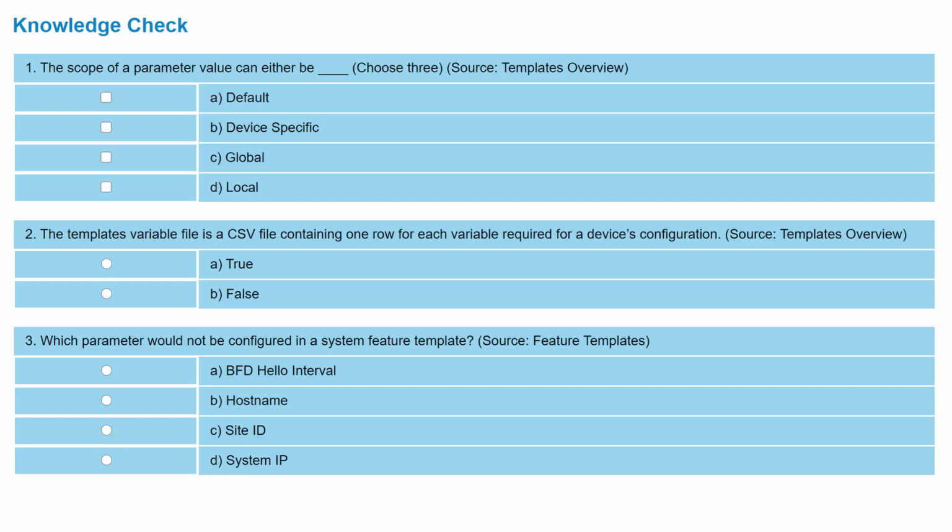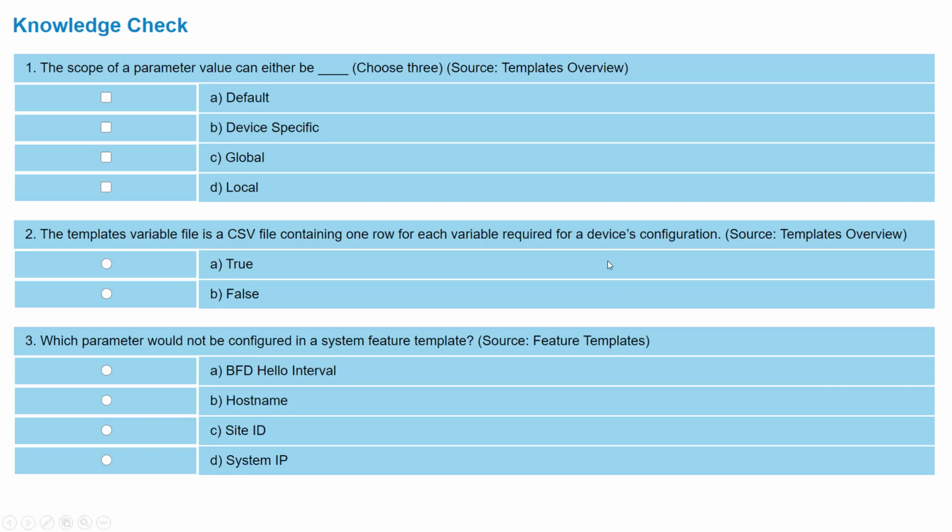All right? Next question is, the templates variable file is a CSV file containing 1 row for each variable for the device configuration. That's actually false, right? The columns represent the variables. The rows represent the devices. So they're trying to be a little tricky there. Which parameter would not be configured in a system feature template? Well, we know host name would be, site ID, system IP. So the BFD hello parameters, those would be configured in the BFD feature template, not in the system feature template. So that would be the one that I would choose as not.